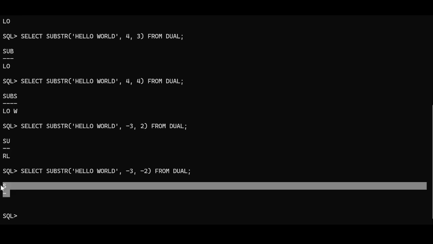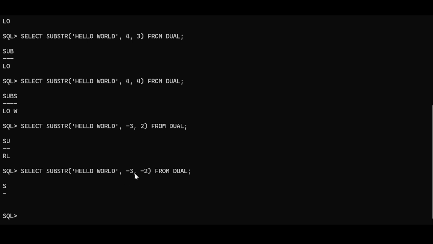It will not return anything. Why is it not returning anything? The length should always be the positive one. By this I can conclude that you can have the position as either the negative one or the positive one, but the length should always be the positive one.